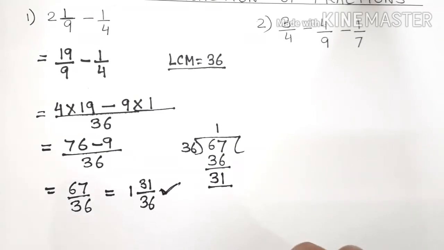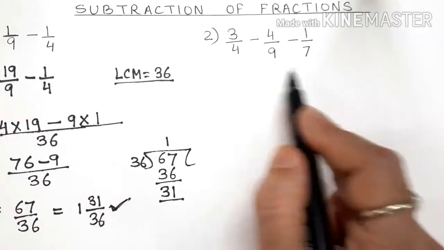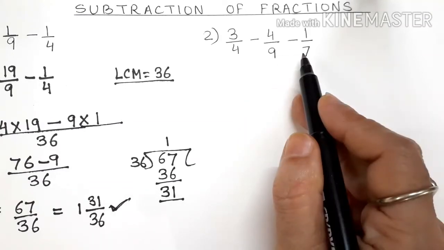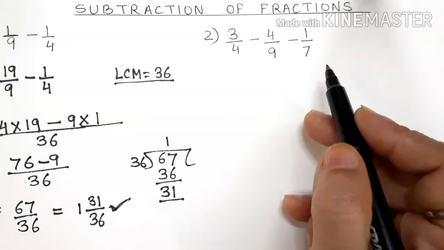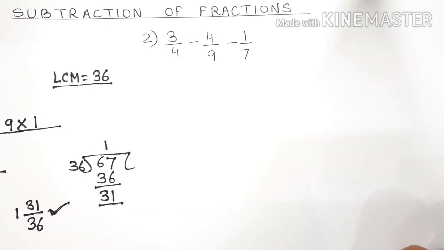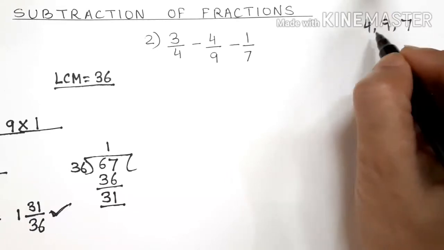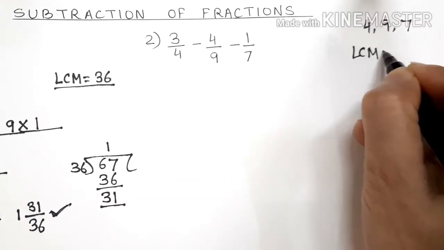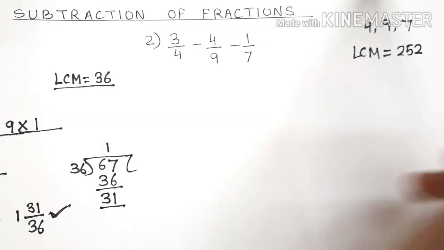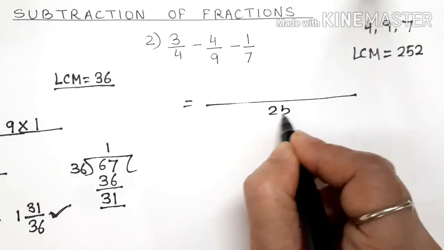Now let us take one more example. Suppose you have 3 fractions like this. Okay, now all are proper, so we don't have to convert them, right? So we straight away take out the LCM. Okay, now the LCM of 4, 9, 7. Okay, their LCM will be 252. Now the second step is we write the LCM once.